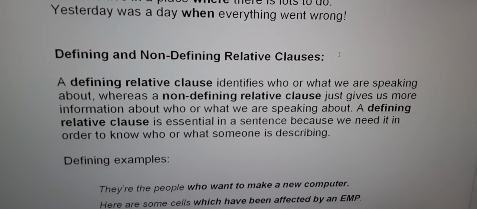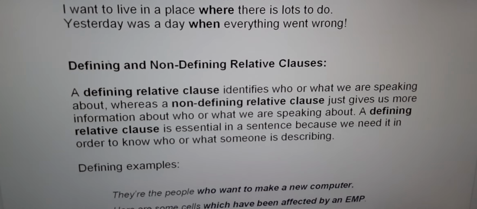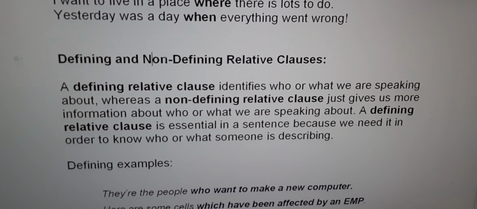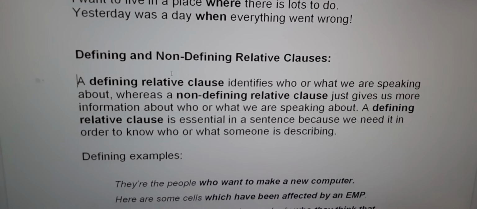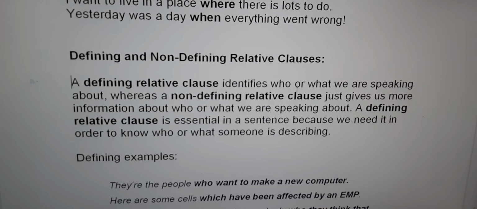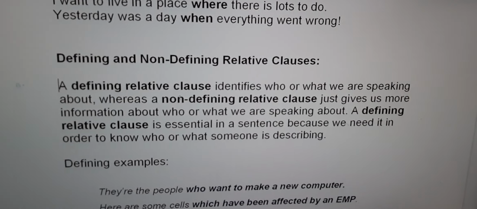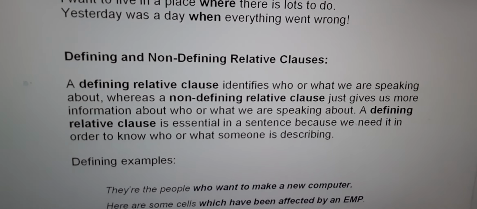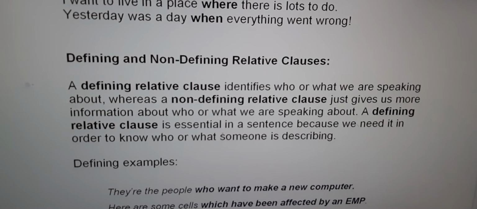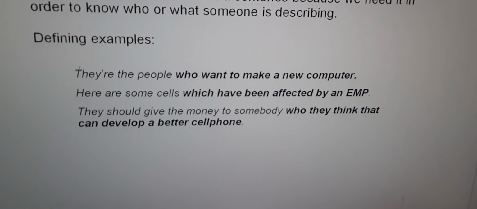Okay, so going on next, we have two types of relative clauses, defining and non-defining relative clauses. A defining relative clause identifies who or what we are speaking about. And a non-defining relative clause just gives us more information about who or what we're speaking about. A defining relative clause doesn't have commas, and a non-defining relative clause does have commas. It goes afterwards, the comma.